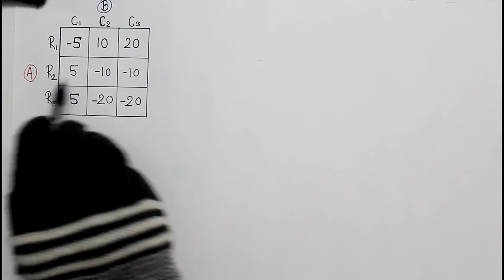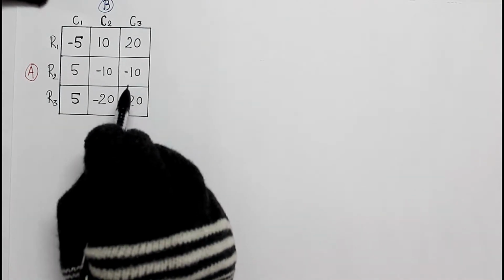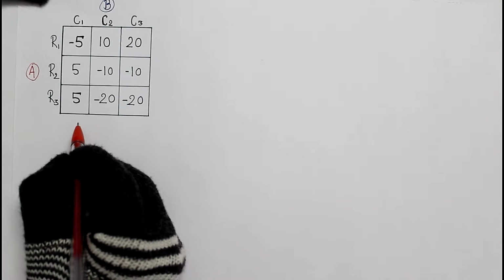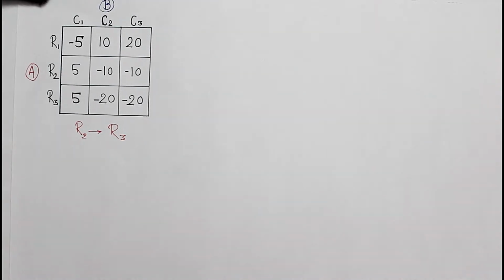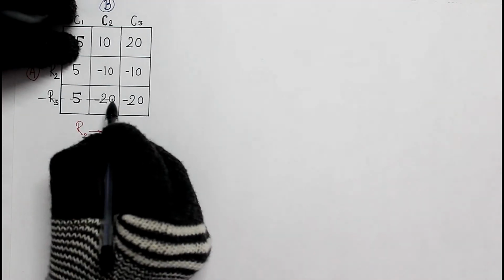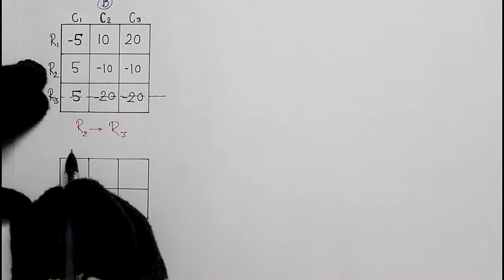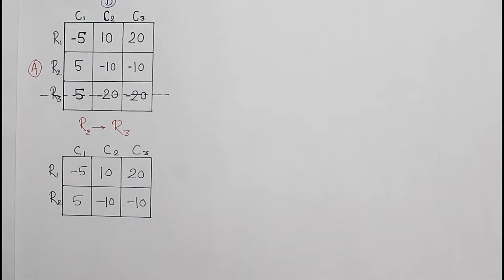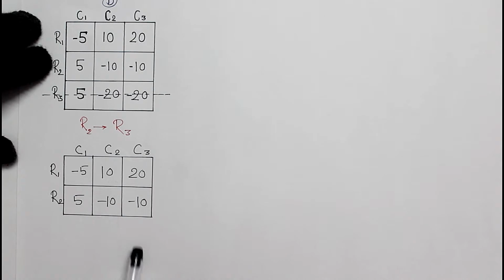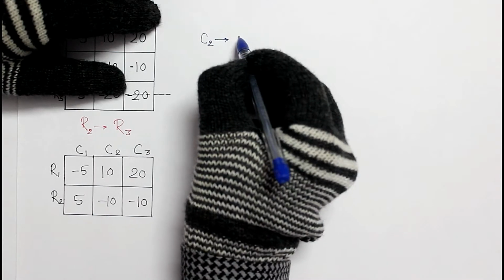Second question. Between R2 and R3, 5 equals 5, minus 10 is greater, and minus 10 is greater. So second row R2 dominates R3. R3 is cancelled. Between C2 and C3, 10 is less than 20 and minus 10 equals minus 10. Column C2 dominates C3.